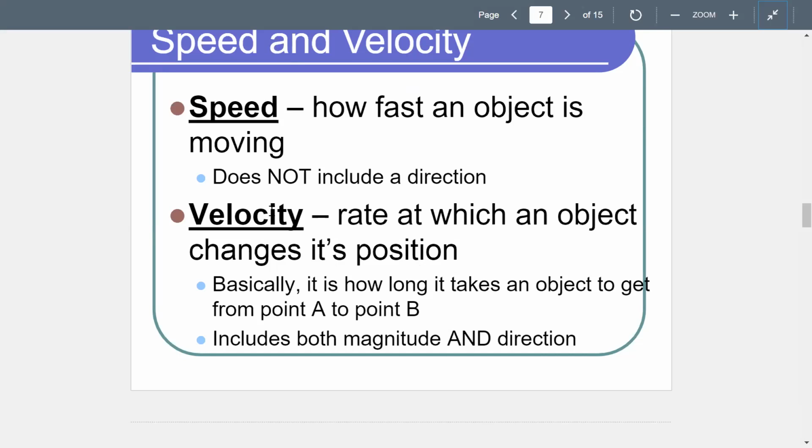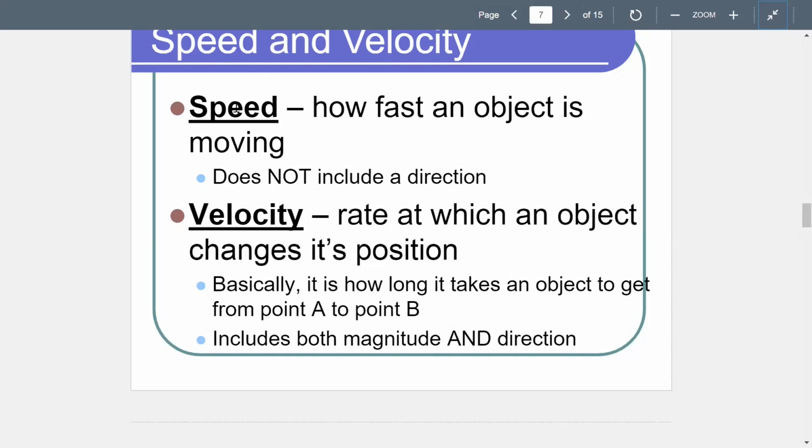Velocity is a vector quantity, and that's because it uses direction. So it's how long it takes an object to get from point A to point B. It cares about the beginning point, point A, and the end point, point B. So it's going to include a direction and the actual distance, the magnitude there. So velocity is speed with a direction, or you could think about speed as velocity without a direction.